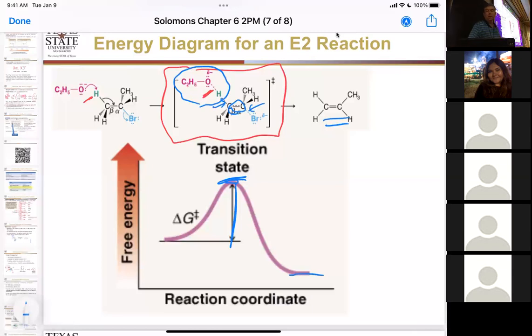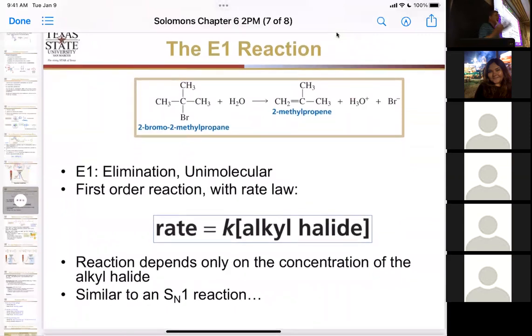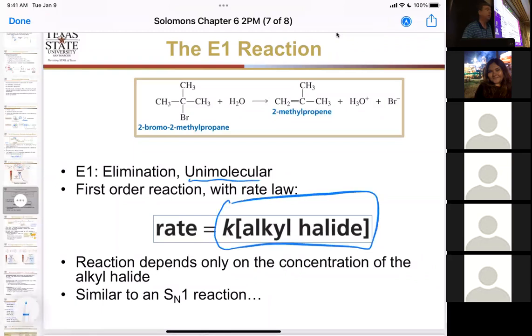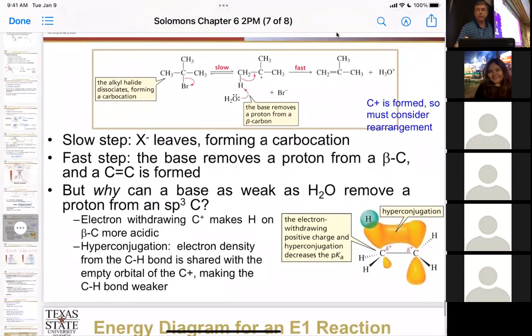Okay. So I said there's 2 possible reactions. The other one is analogous to the E1, like the SN1, in the fact that we form that carbocation. So we only have the dependence upon the alkyl halide, just like in an SN1. So it's unimolecular, we have a first order rate law, and we form a carbocation. In this case, we have a slightly different mechanism. We have our slow step, breaking that carbon-bromine bond.